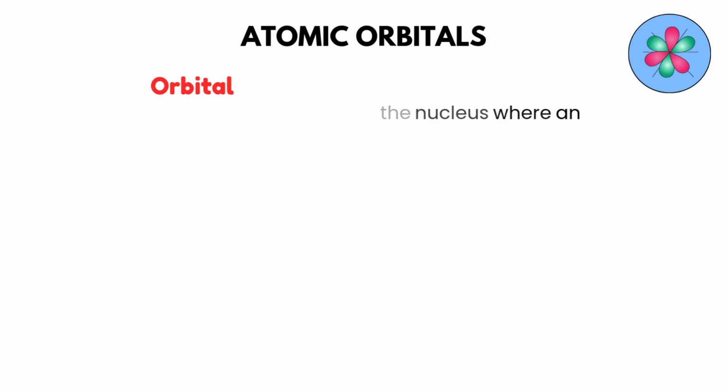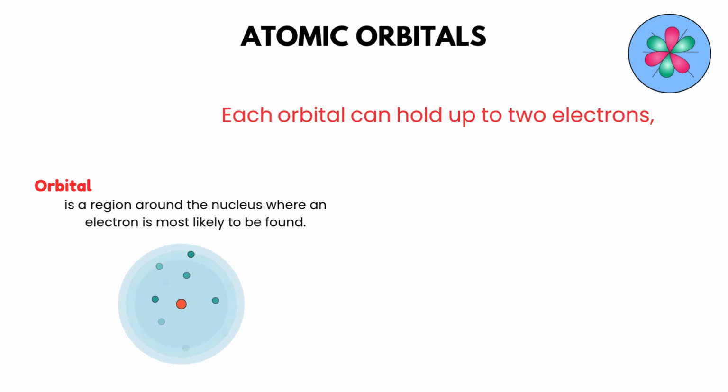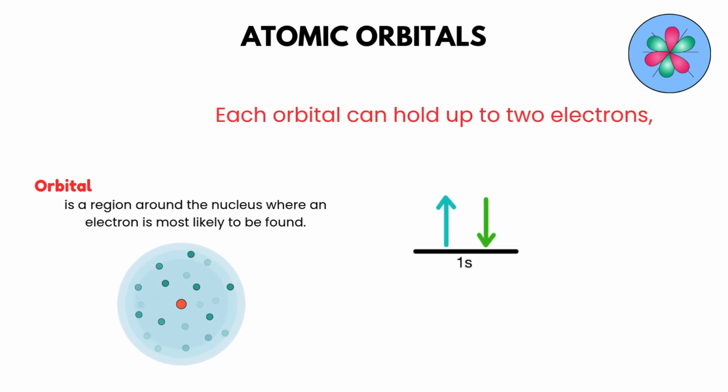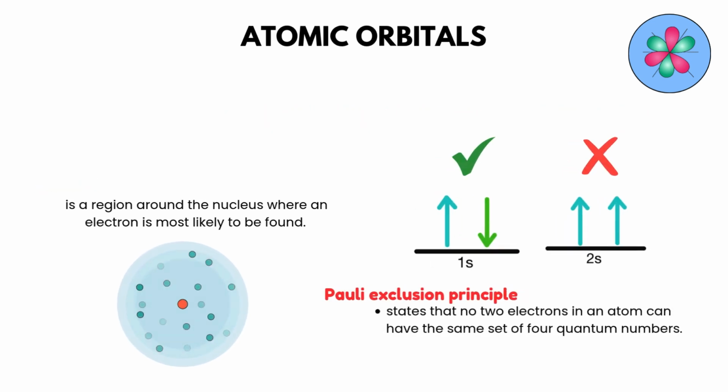An orbital is a region around the nucleus where an electron is most likely to be found. Each orbital can hold up to 2 electrons, but only if they have opposite spins. That's the Pauli exclusion principle.